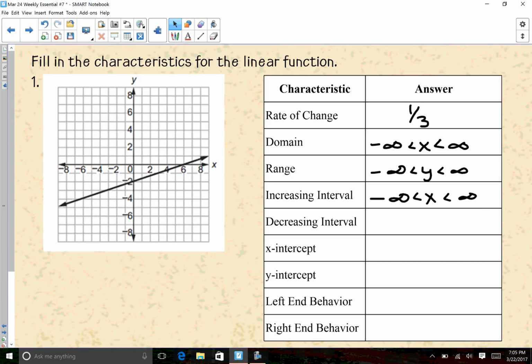Now, since it's increasing everywhere, it's not going to decrease at all. So we have no decreasing interval. Where does the line cross the x-axis? Well, it crosses the x-axis right here. So that's your x-intercept. That's at 6, 0. Where does your line cross the y-axis? Well, your line crosses the y-axis here at 0, -2.